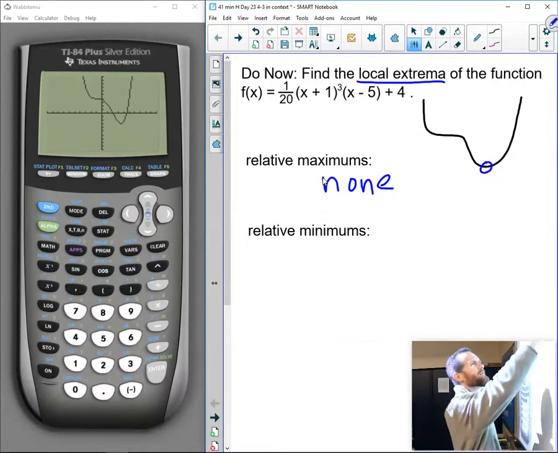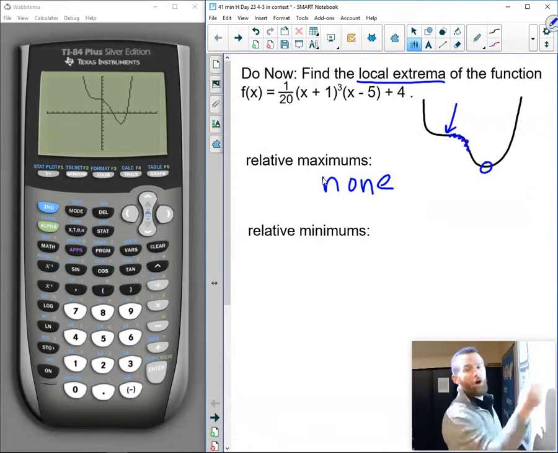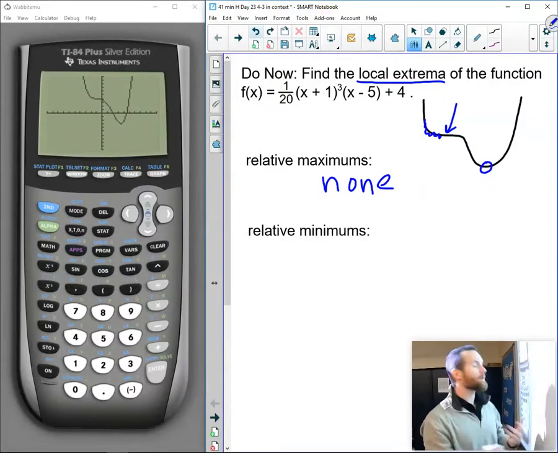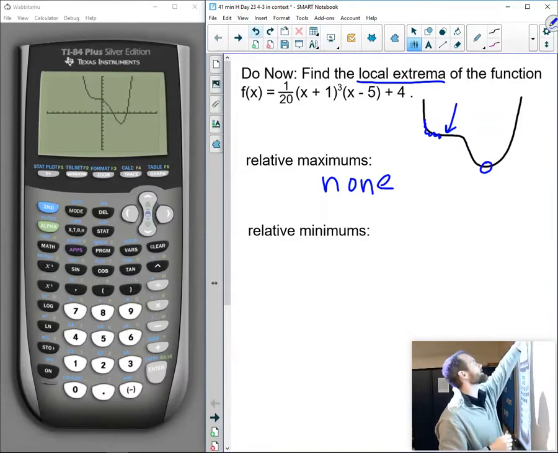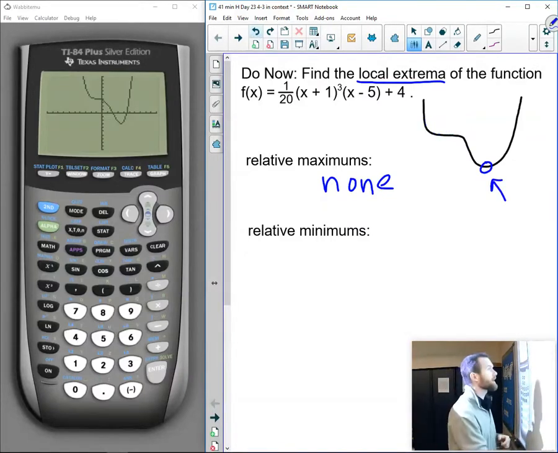Now, some of you might have been looking at this point and saying, well, wait a minute, is that going to be a maximum or a minimum? It's sort of like swiveling. That's not a maximum or a minimum because the points on this side are smaller than it, and the points on this side are bigger than it. So in that section, that point is not a relative maximum or minimum. We just have to find that point right there for our relative minimum.